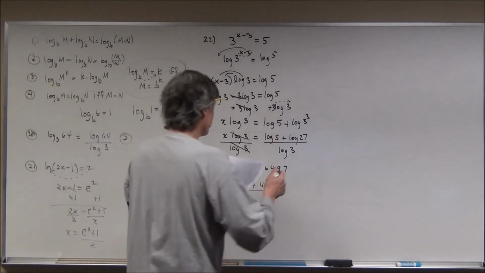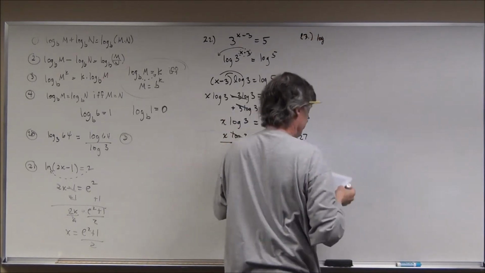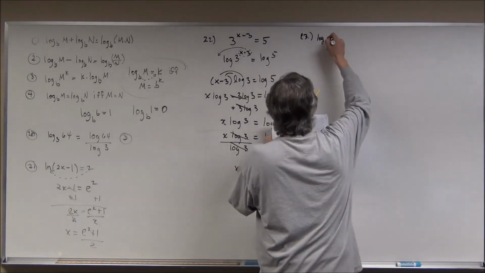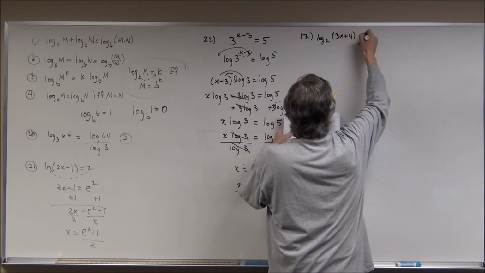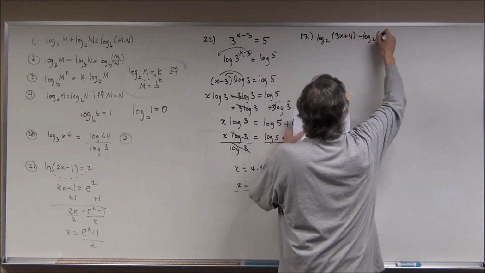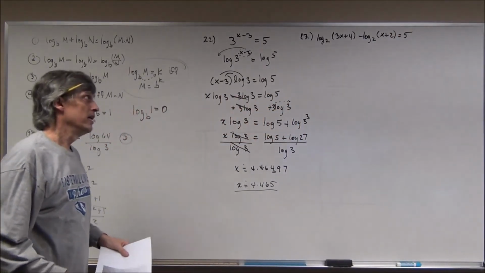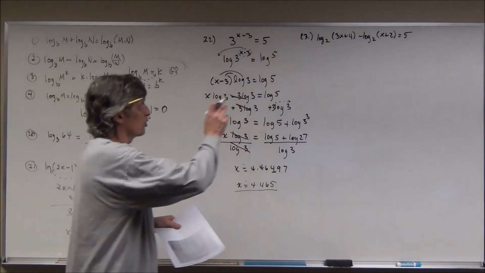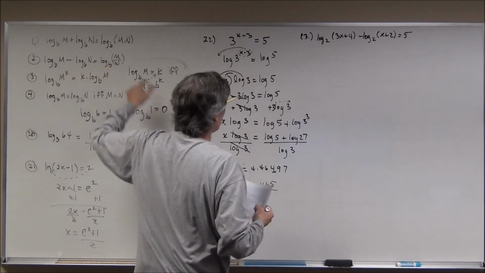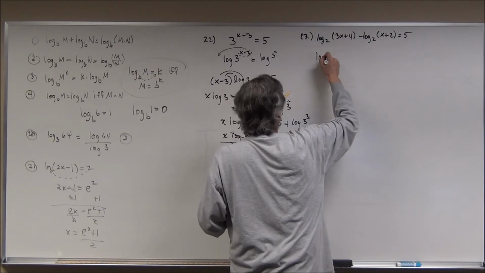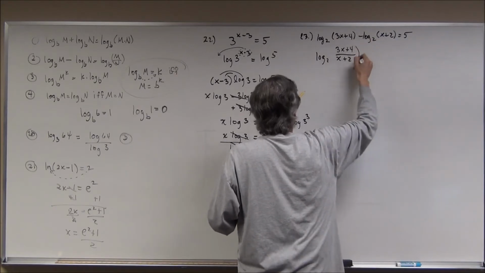Problem 23 says log base 2 of 3x plus 4 minus log base 2 of x plus 2 is equal to 5. Now, I know that on your first attempt, I think you tried to subtract the logarithms. Remember what subtraction means when you're subtracting two logarithms. It means a quotient. This left side is log base 2 of 3x plus 4 divided by x plus 2. You don't subtract them.